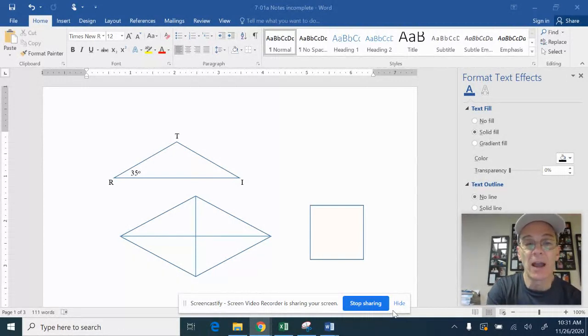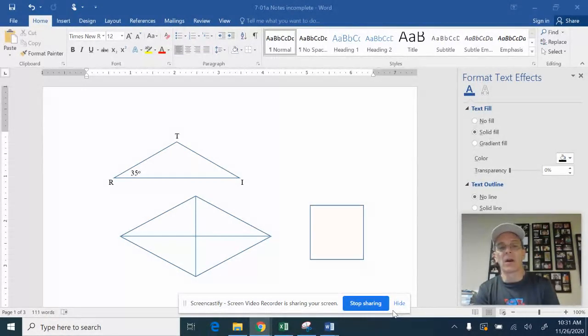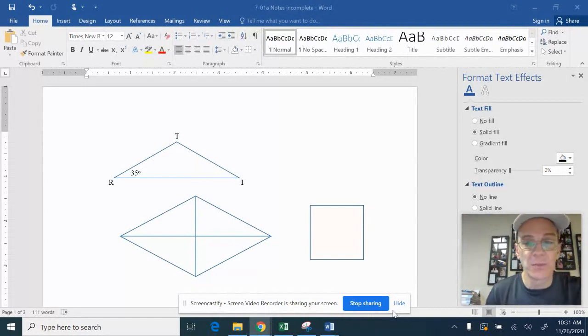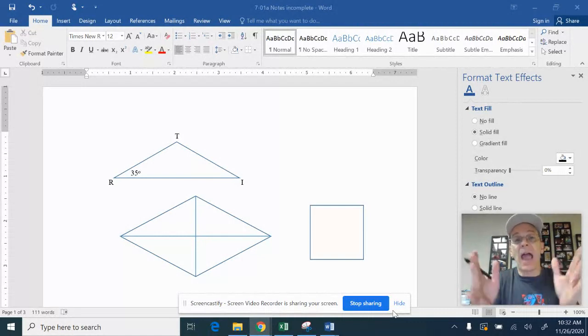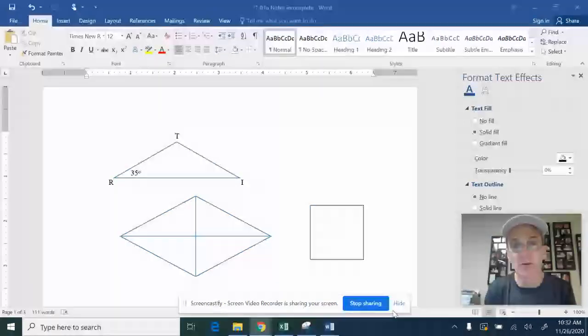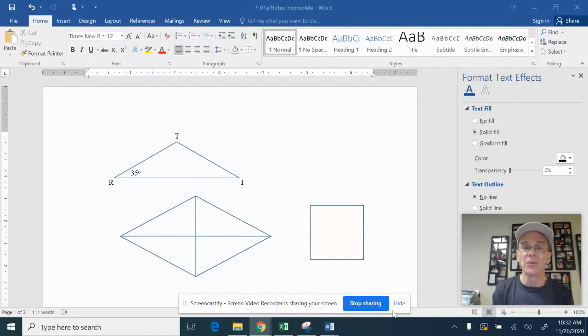It's true that angle TIR appears to be congruent to angle TRI, but we rarely make judgments in this class based on appearances. However, if I told you that triangle TRI was isosceles with base RI, now I'm giving you more information about that triangle. And if you know the definition of an isosceles triangle, you understand that part of the definition is that an isosceles triangle has two congruent sides, two congruent base angles, and then you could tell me with conviction, with certainty, that angle TIR is also 35 degrees.